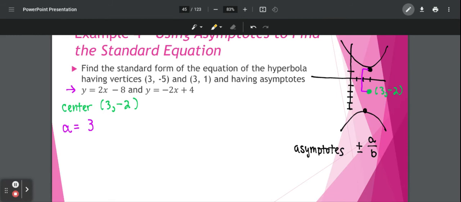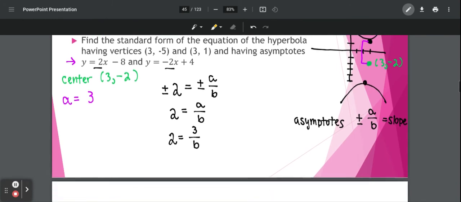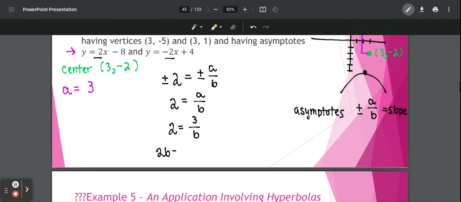And so since in this case we know that this would equal your slope, we know that the slopes are plus or minus 2, so we could say that plus or minus 2 equals plus or minus A over B. And when they're both plus or minus, we could just say that 2 equals A over B. And we know that A is 3, so 2 equals 3 over B. So if we solve for B, we could say 2B equals 3, which means that B would equal 3/2. So now we have that B equals 3/2.